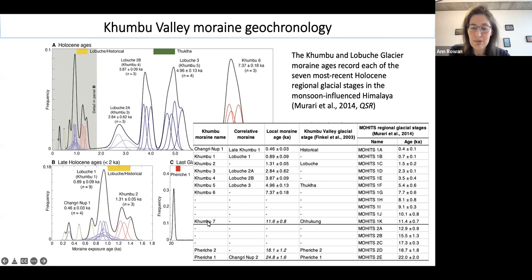And then the Khumbu 7 moraine, which we mapped but didn't take samples for dating, we assigned to the Chukung stage from Finkel et al., which is about the start of the Holocene, but it could also represent one of these later stages, but we don't have the ages for that. And then the older Changri Nup samples come out about the same age as the Periche 1 moraines.